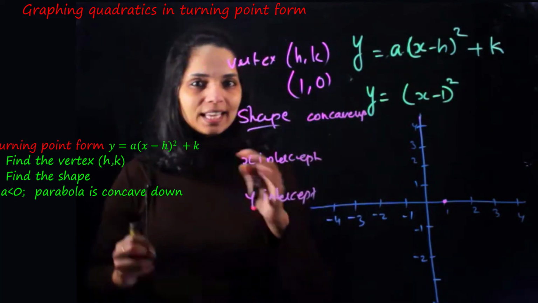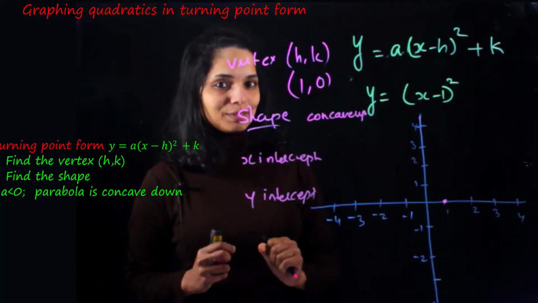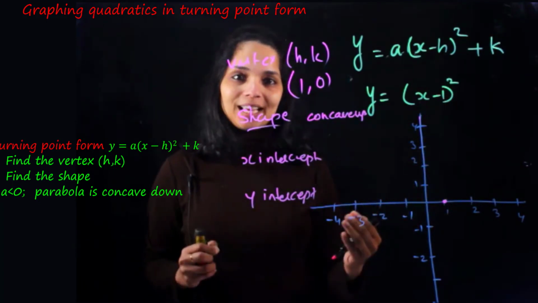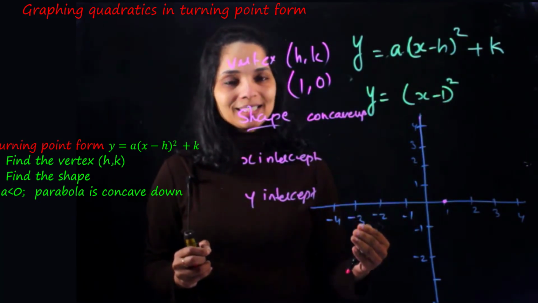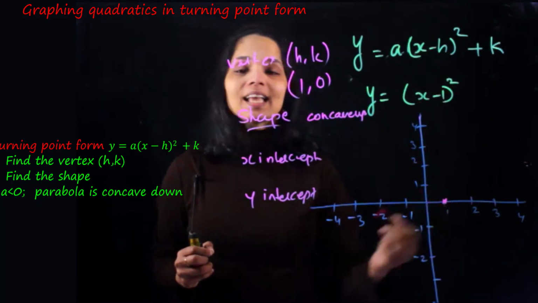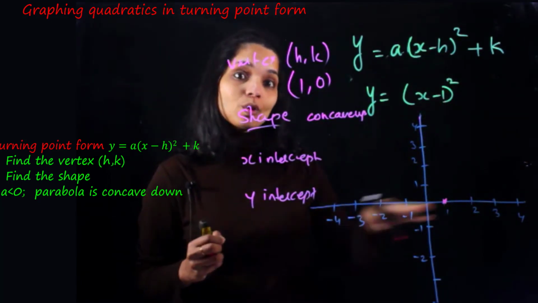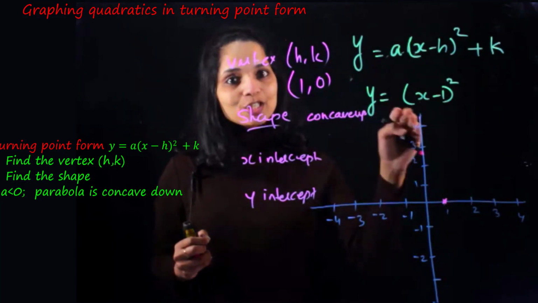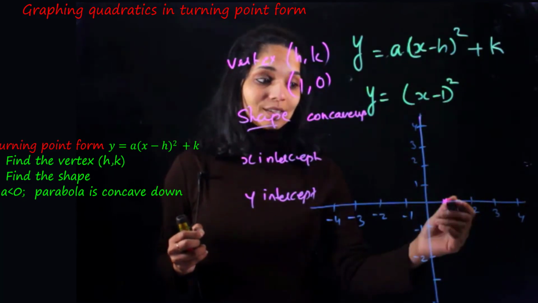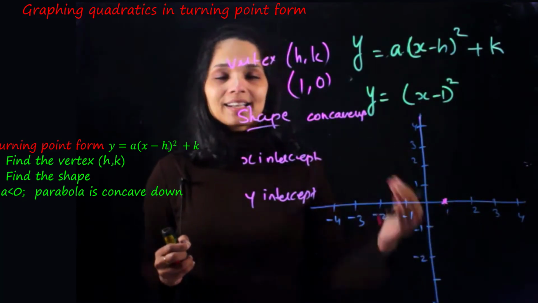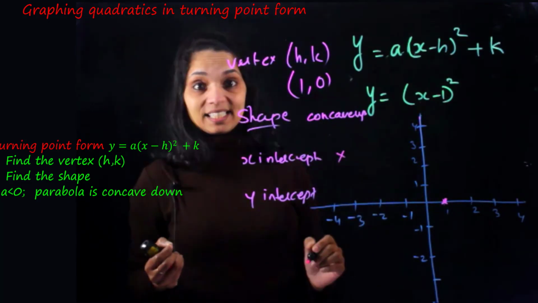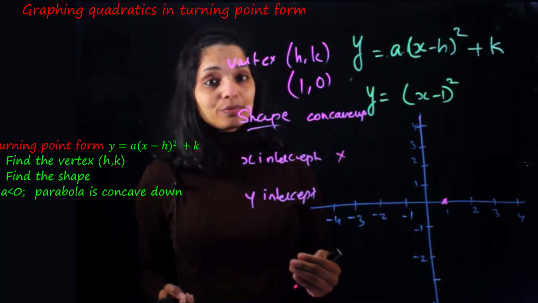Now we need the x-intercept, maybe, and the y-intercept. We need to think whether we need to find x-intercepts in this case. The graph is going like that, which means there's no other point where this graph is going to cut the x-axis. So this itself is the x-intercept because the turning point is already on the x-axis. The solution of the equation (x minus 1) squared equals 0 is x equals 1. That's the only point where it cuts the x-axis, so we don't have to find the x-intercept in this case. The turning point itself is the x-intercept.